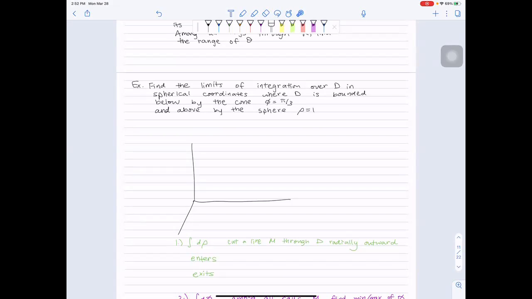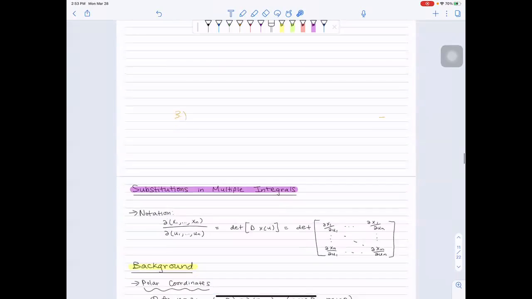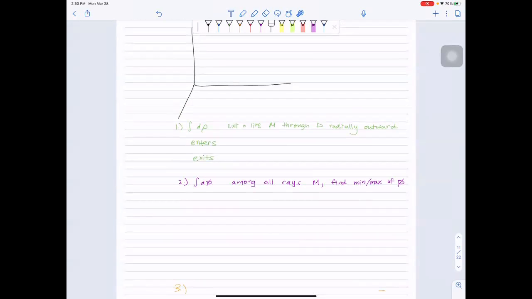Because you can imagine this sphere, if we have this cone that's part of the sphere, so remember we're bounded above by the sphere. When you collapse the z-axis, you get this shadow in the positive quadrant and the negative quadrant. So it has to be 0 to 2 pi. Any questions on this problem? Okay, let's move on to substitutions.